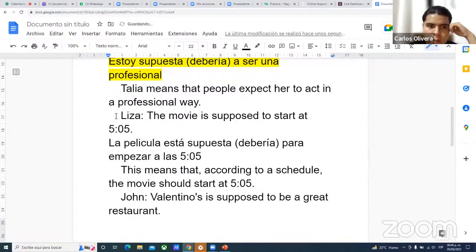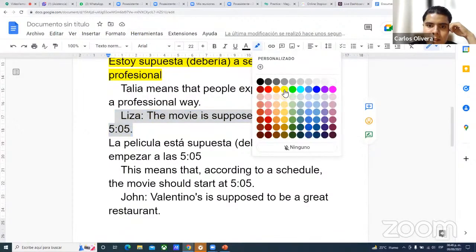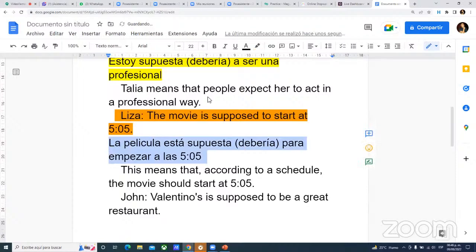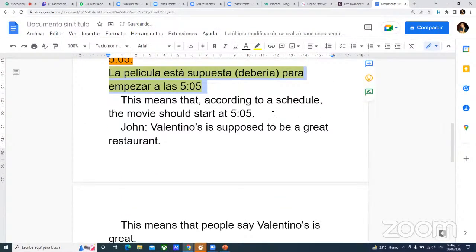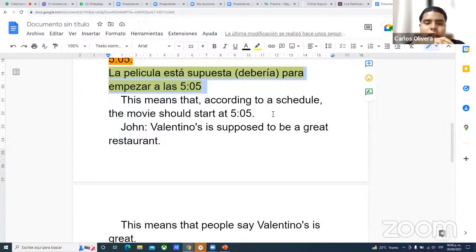Did you get it here, Shirley, or maybe can I explain something else here or clarify? No, this is okay. Fantastic. So let's see the structure for us to form this. Like, algo que esperabas que pase, ¿no? Exactly. Something that you were expecting. Yes. Algo que estabas esperando. Exactly. You were expecting.